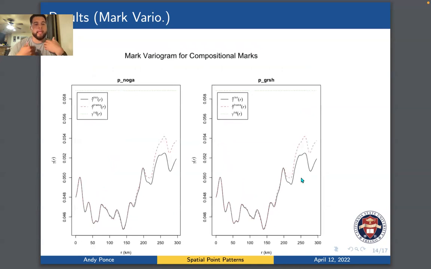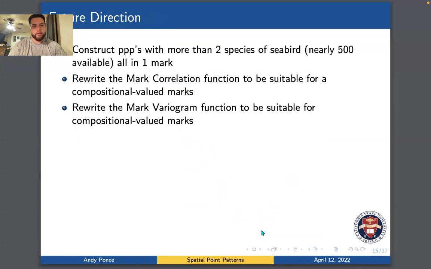And now looking at the next process again with the 2 marks, we see that it's a little bit different. And so for the proportion of northern gannets, the proportions are very similar at a little bit below 150 kilometers apart. And for the great shearwater, we kind of have the same case. At about 150 kilometers, the proportions are very close. And so those are the results that we have so far.